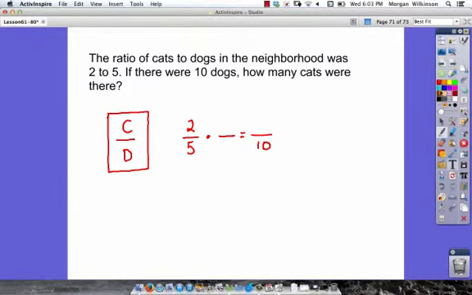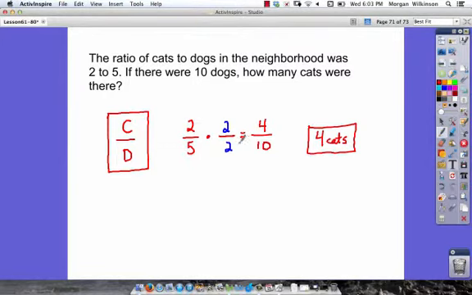So our scale factor, well, 5 times 2 is 10. So our scale factor is some fraction equal to 1, so it must be 2 over 2. To find our answer, we're going to say 2 times 2, that's 4. How many cats were there? There must have been 4 cats. So we could write our answer with our label, 4 cats, box it or circle it, and we can move on to our next question.